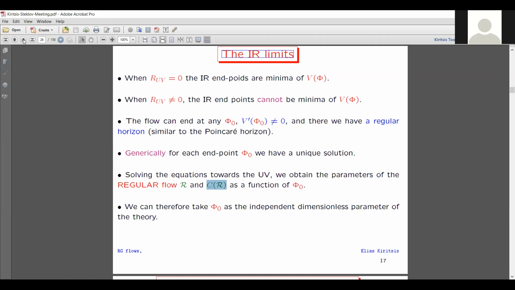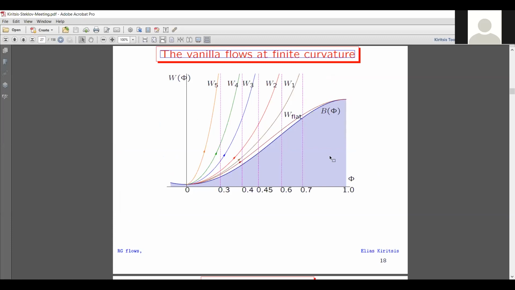finite curvature. Let me show you the vanilla flows, what they look like now when you have finite curvature. So this is again W as a function of phi. This is a maximum of the potential, a minimum of B, a maximum of B, a minimum of the potential, infrared fixed point, UV fixed point. Now, if the parameter R is 0, no curvature, then the flow starts at the UV, ends up in the IR. However, if I crank up a non-zero R, then the flow doesn't arrive at the IR, but stops somewhere in between. Let's say here.